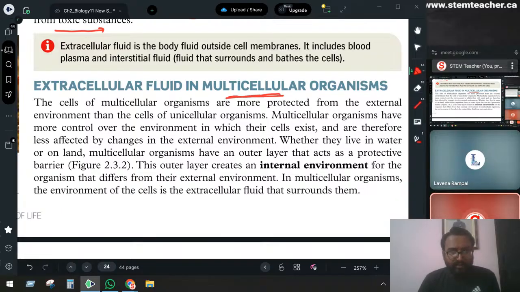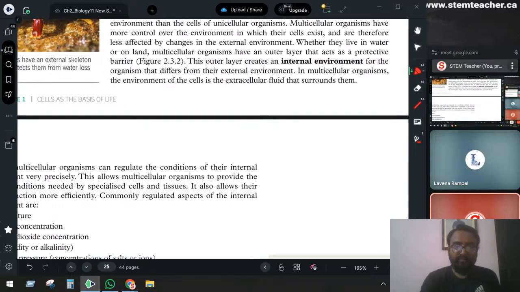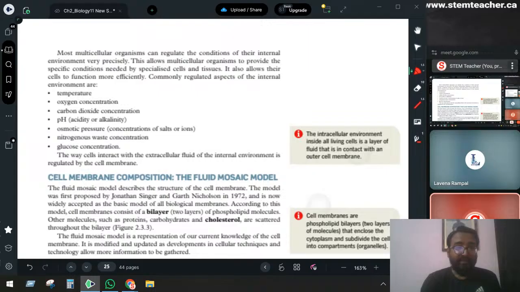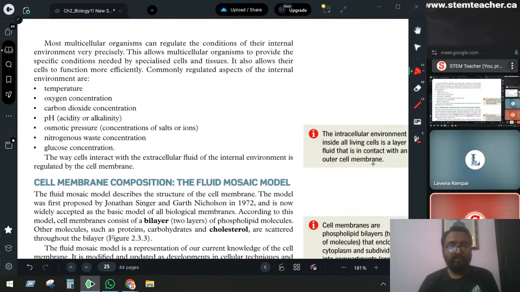And in a multicellular organism, the environment of the cells is the extracellular fluid surrounding them. So outside of the cell and inside of the cell are two different environments, maintained with the help of the cell membrane. Internal and external environments are totally different with these factors.